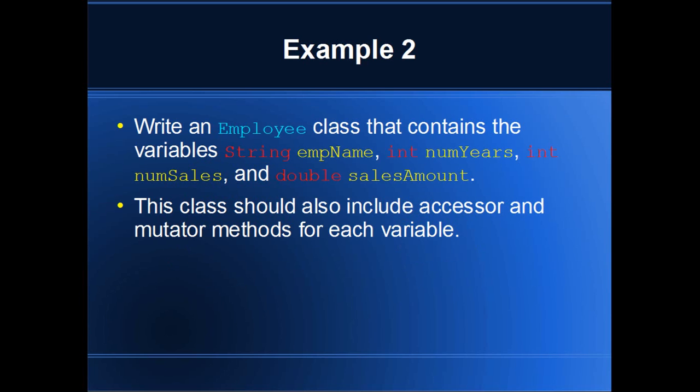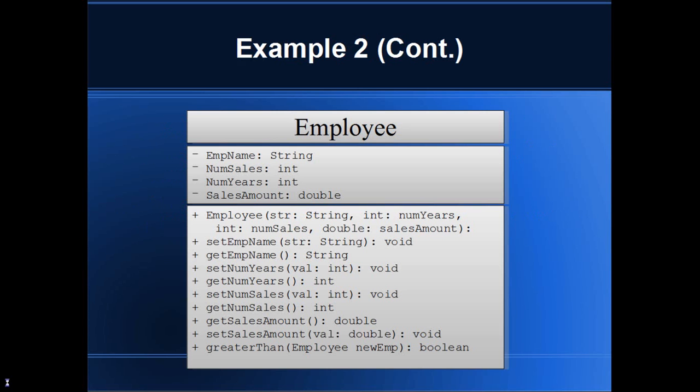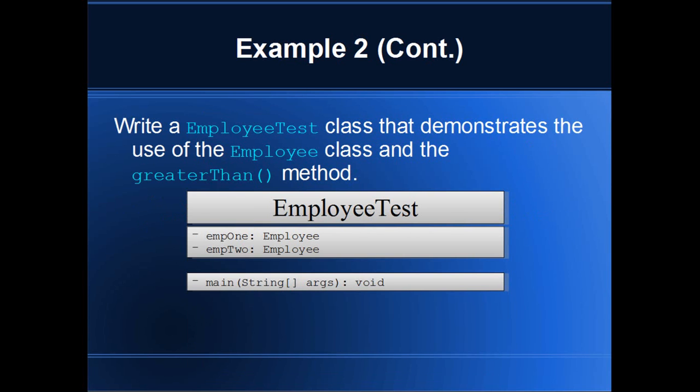Example 2. Write an employee class that contains variables string empName, int numYears, int numSales, and double salesAmount. This class should also include accessor and mutator methods for each variable. Here is a diagram of what the employee class should look like. Write an employee test class that demonstrates the use of the employee class and the greater than method.